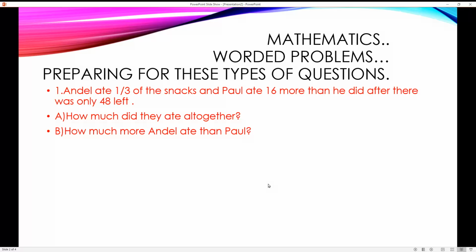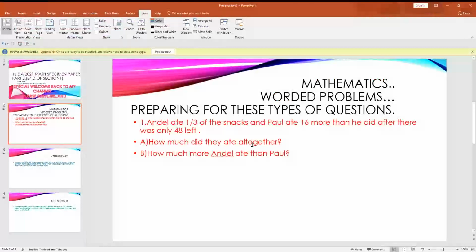Andel ate one third of the snacks and Paul ate 16 more than he did. After, there was only 48 left. How many did they eat altogether, which is A. And B, how much more Andel ate than Paul? So we're gonna have to work this out.